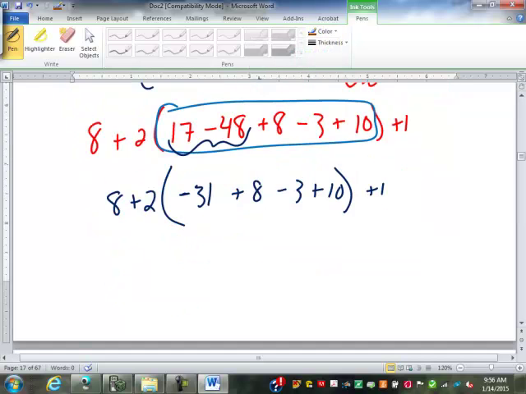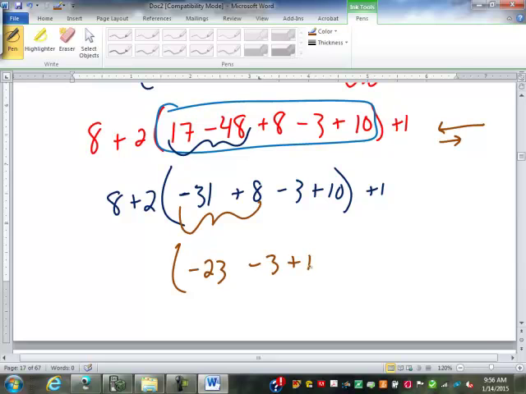What's next inside there? Negative 31 plus 8 is a negative 23. They go negative 31 plus 8. They go opposite directions. It stays on the negative side. Difference between 31 and 8 is 23, so it's a negative 23.